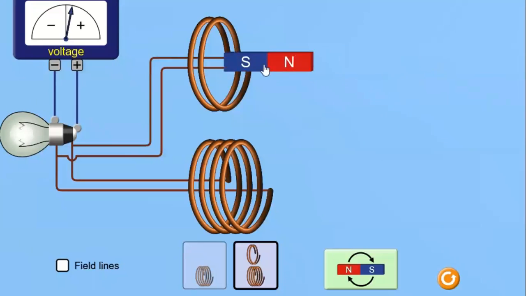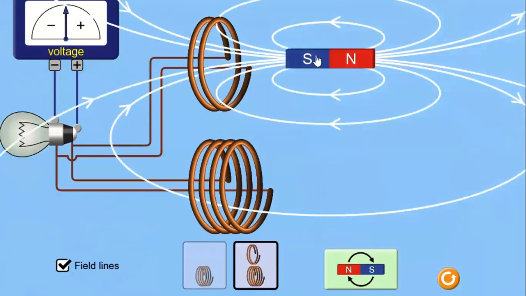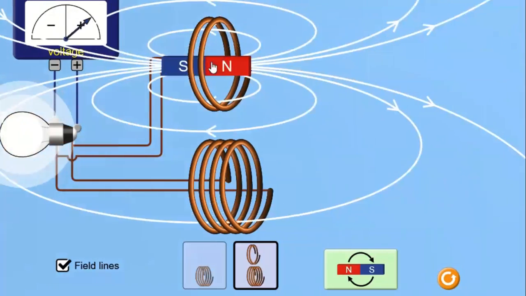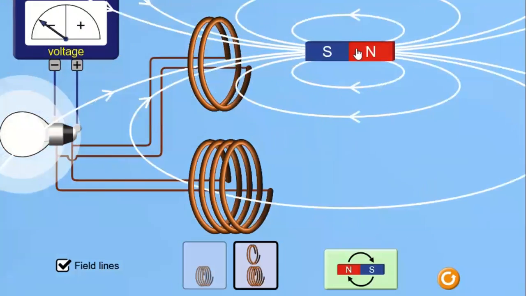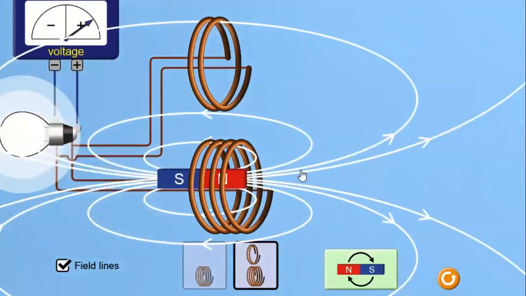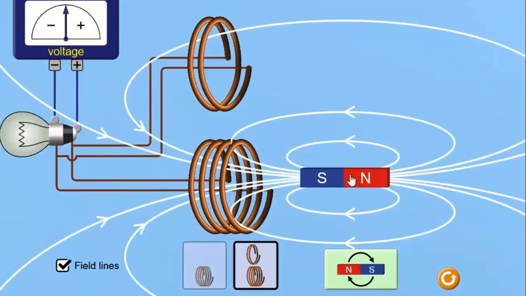When the magnet is moved, as the magnet is moving, what is happening? Let me put on the field lines. The magnetic field lines associated with the coil change. Get this very clearly. As long as there is a changing magnetic field associated with the coil, there will be current produced in the closed circuit.